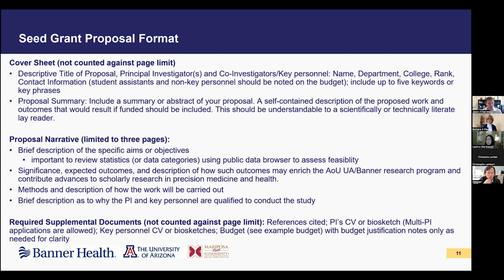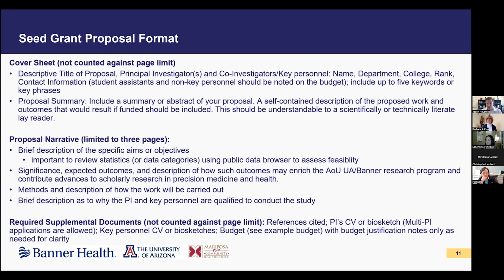This includes, of course, your specific aims or objectives, the significance and expected outcomes, and then the methodology and description of how the research will be carried out. And then we asked for a brief description as to why the PI and key personnel are qualified to conduct the study. And also, again, this assessment of feasibility will be important here to include in the proposal narrative.